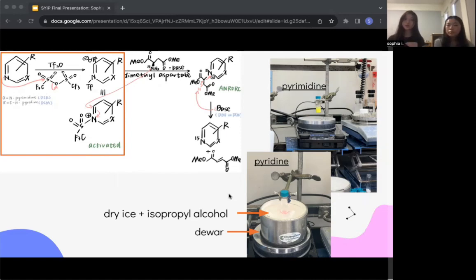Besides, for pyrimidine, we use DCE as our solvent. For pyridine, however, we use DCM as our solvent. Also, cold temperature is required for pyridine, so we put dry ice and isopropyl alcohol into the dewar to drop the temperature and immerse the vial in the solution. The reason why we don't use water in the dewar is that the freezing point of water is so high that it will freeze easily, while isopropyl alcohol doesn't.